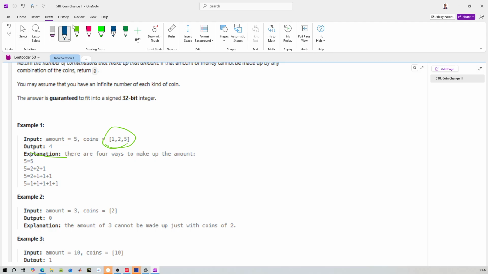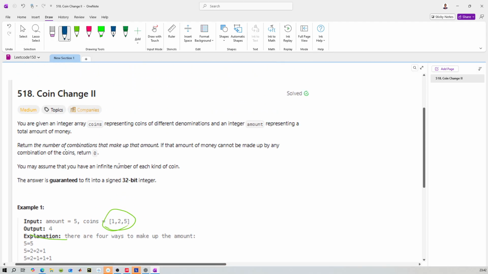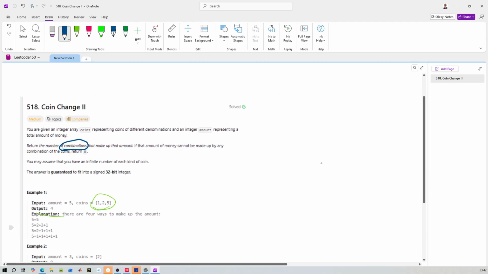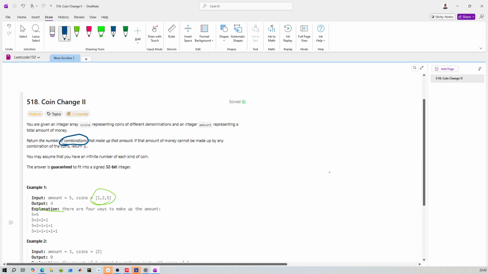So this is really a combination problem, and it's very important to differentiate the combination versus the permutation.